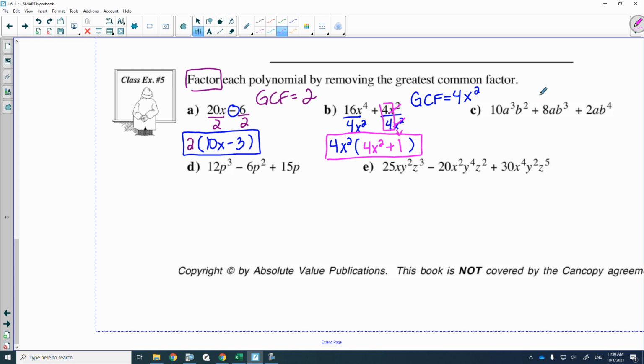Okay, I'm going to call different people to give me the GCFs, and then you will do the factoring. Because you'll get it wrong if you get the wrong GCF. So we just have to make sure that that's correct. If you're watching at home, pause the video, find the GCF. Okay, C. Yannick, what are you getting for the GCF of that one? Yes.